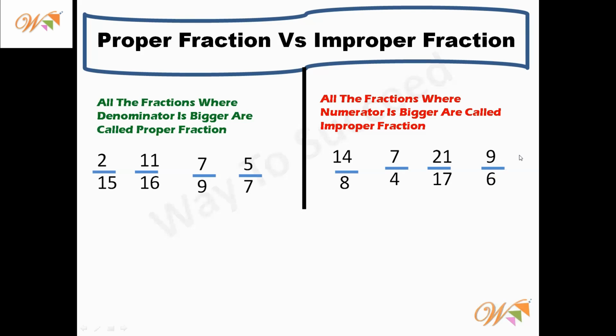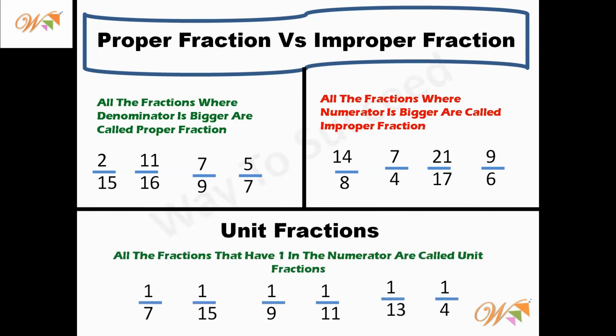Now there is one more type of fractions called unit fractions. All the fractions that have the numerator 1, such fractions are called unit fractions. So for example, 1 out of 7, 1 out of 15, 1 out of 9, 1 out of 11, 1 out of 13 or 1/4. It doesn't matter how many total parts you had, but you are taking 1 every time. So such fractions are called unit fractions.